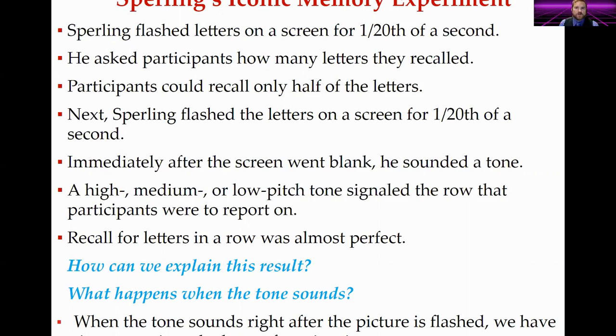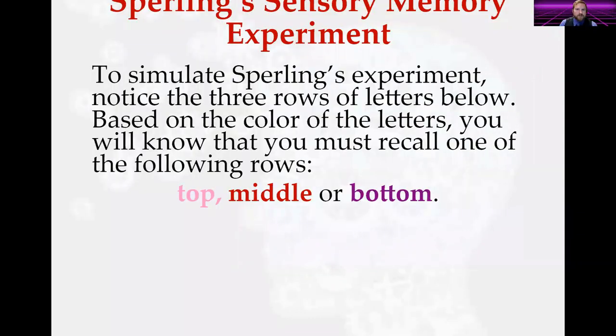So we're going to do a little Sperling test here. Instead of sounds, we're going to do colors. I'm going to flash some letters on the screen. If those letters are in pink, you need to memorize the top row of letters. If the letters are red, you need to memorize the middle row. And if the letters are purple, you need to memorize the bottom row. Now remember, memory is an attentive process. If you're not paying attention, you're not going to remember something. So pay attention now. Okay, so what color was it? What row? What letters do you remember?